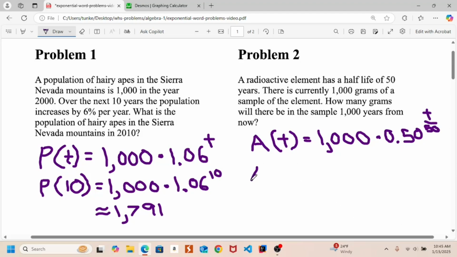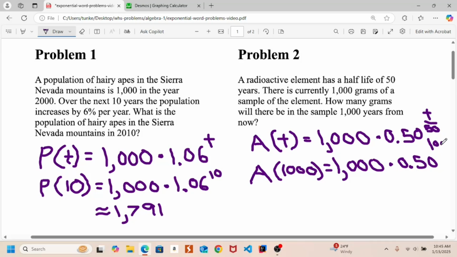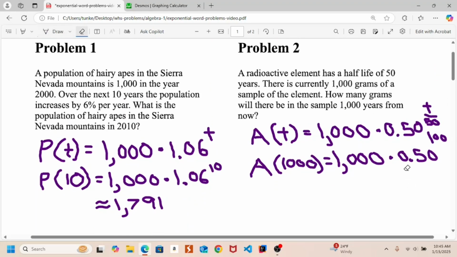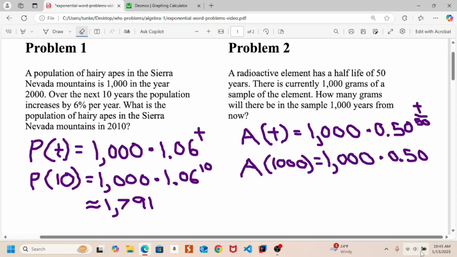Okay, so the amount in 1,000 years is going to equal the initial amount, 1,000, times 0.50 raised to 1,000 divided by 50.